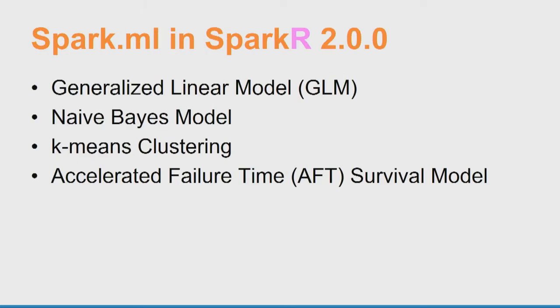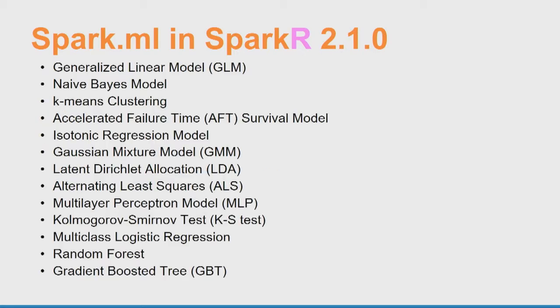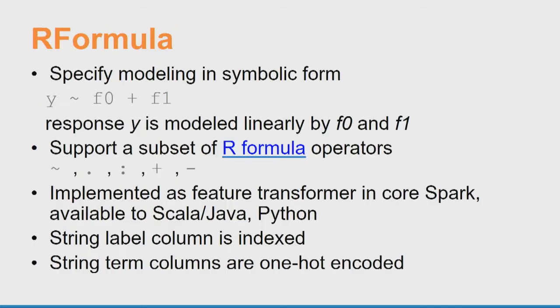So SparkML in SparkR 2.0. In the 2.0 release, we actually have 4 machine learning models that we support in SparkR, whereas in 2.1, we have grown from 4 to 13. And in fact, that continues to be an area that we are making more progress on. In Spark 2.2, we have a couple more that we're adding to the mix. So it's becoming quite a collection.